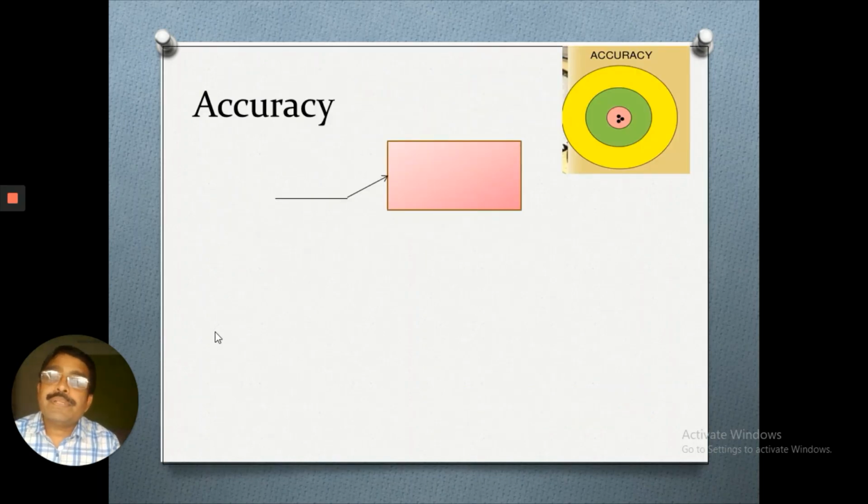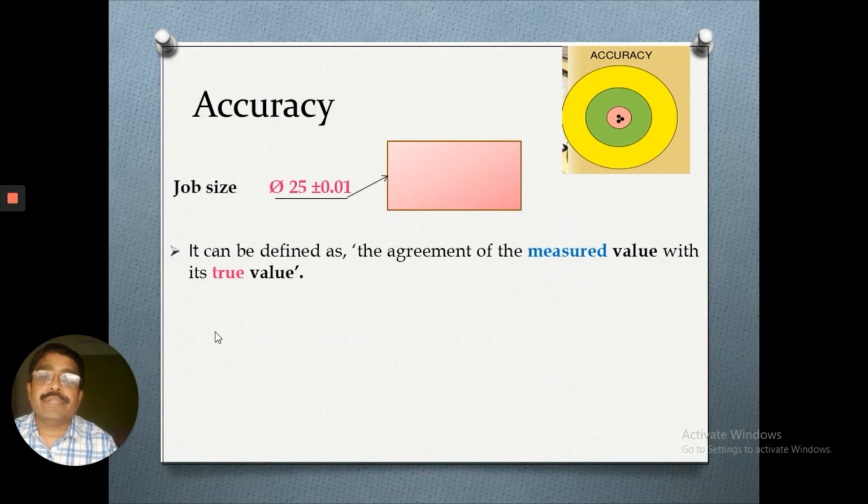Now, the first term is accuracy. Here I have shown a job whose diameter is 25 and tolerance is plus minus 0.01. Now, what is actually accuracy? It is defined as the agreement of the measured value with the true value. True value means a specified value. In this case, 25 is the specified value, and measured value means the actual value measured by that instrument.